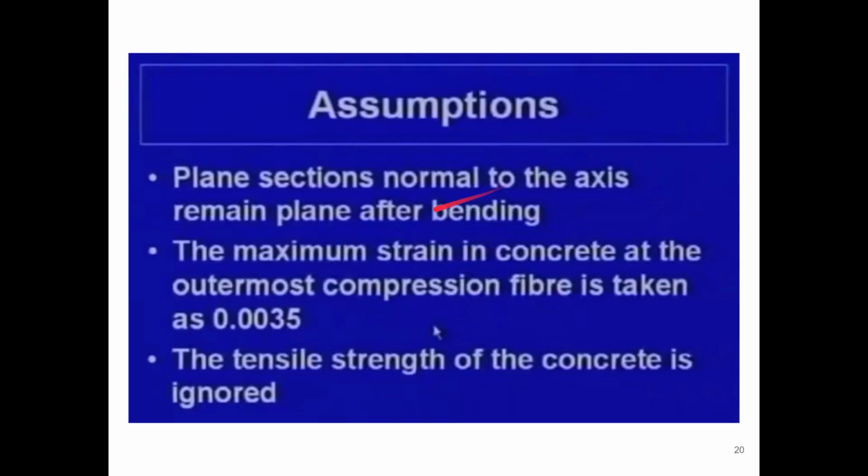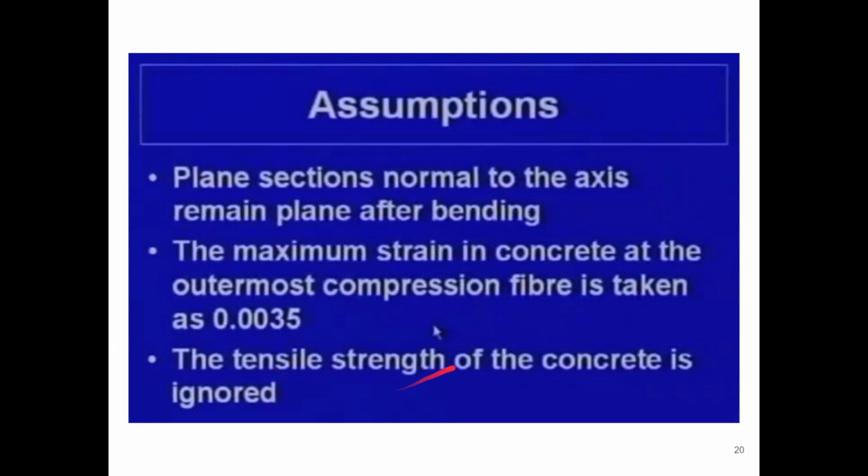So basically the assumptions, if you see, are the same. Like the plane section normal to the axis remains plane after bending, which is the assumption we also took in the case of beams. Similarly, the maximum strain in concrete at the outermost compression fiber is taken as 0.0035. That was also used in the case of beams when we tried to find the equation for strain and stresses, and equating the forces, right?